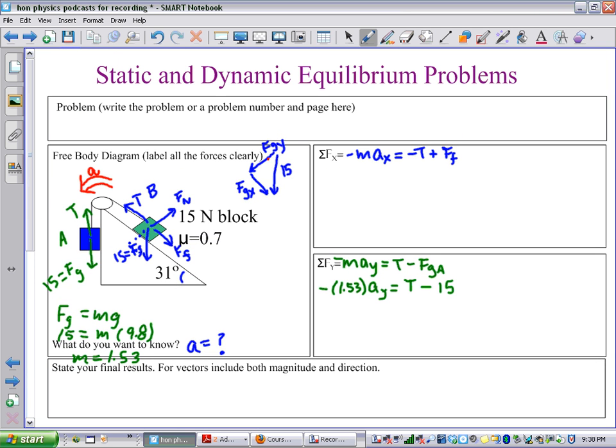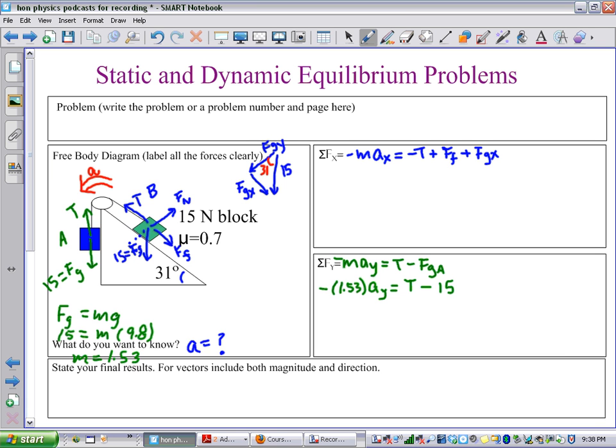We can now put 31 right there. Okay. So we know that there's also a component in the x direction of gravity, which is going to the right, so that will be positive. Now let's substitute in what we know.